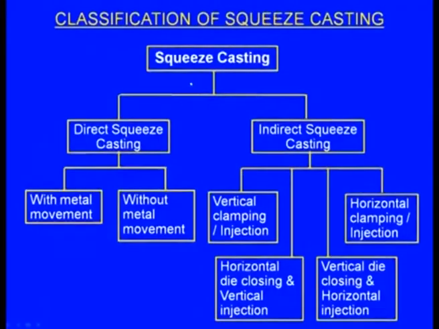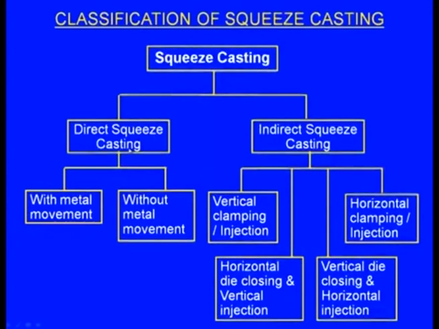This feeding system is not part of the casting. The pressure is applied on this feeding system, and this feeding system in turn will apply pressure on the part being solidified. So we have seen the difference between the direct squeeze casting process and the indirect squeeze casting process. Now let us concentrate on the direct squeeze casting process.